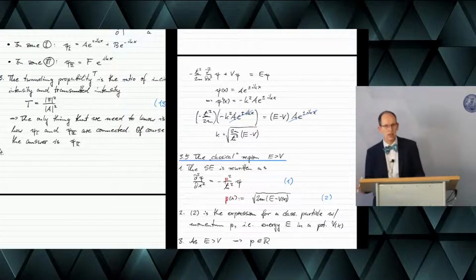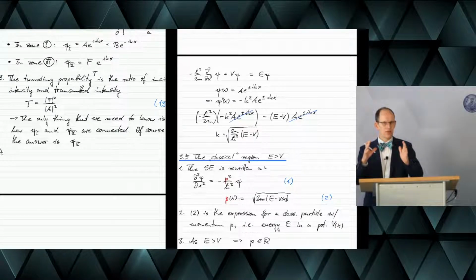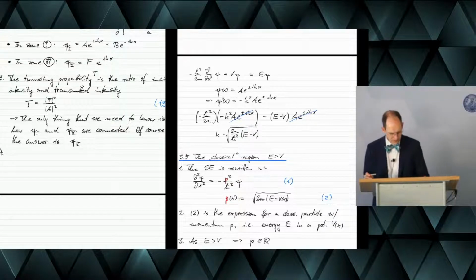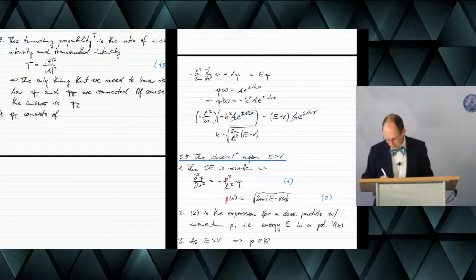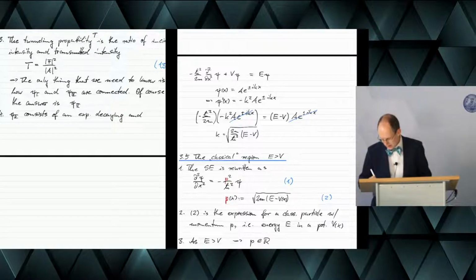We said it's an exponentially decaying or perhaps an exponentially growing function. Well, we would say if the tunnel is of reasonable size, it will be the exponentially decaying part. So psi 2 consists of an exponentially decaying and growing term.